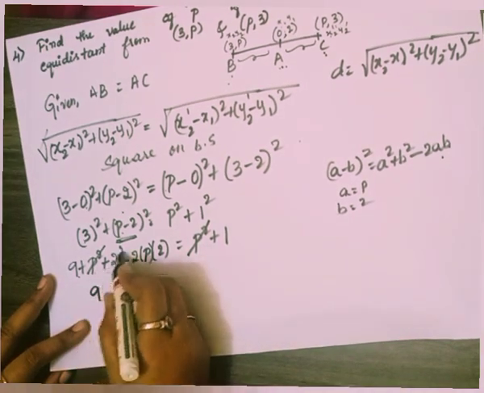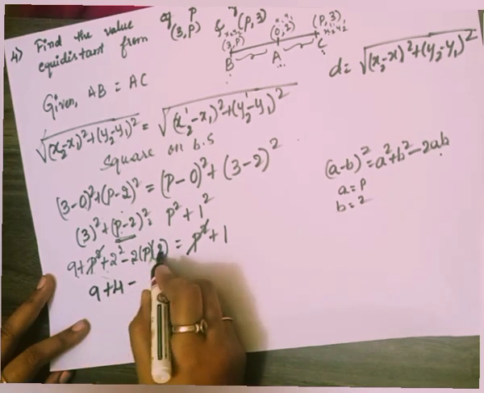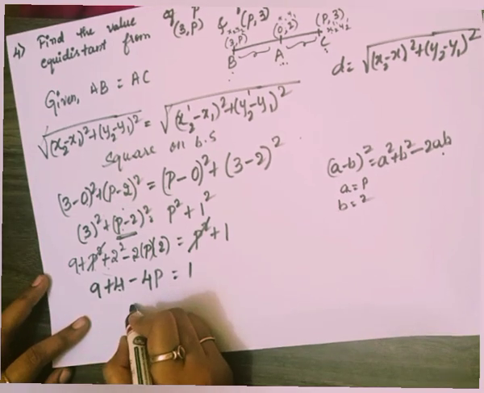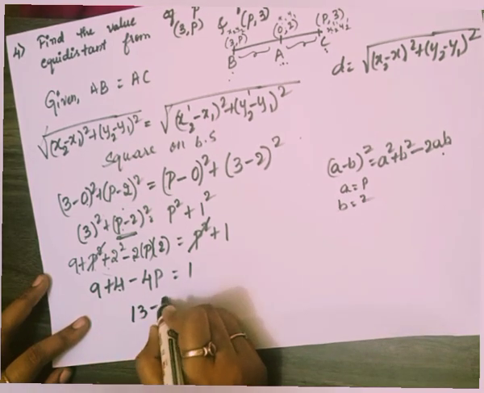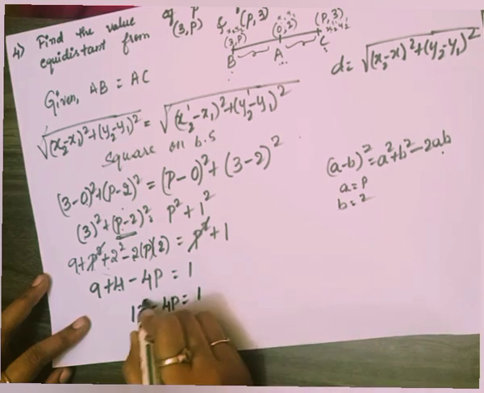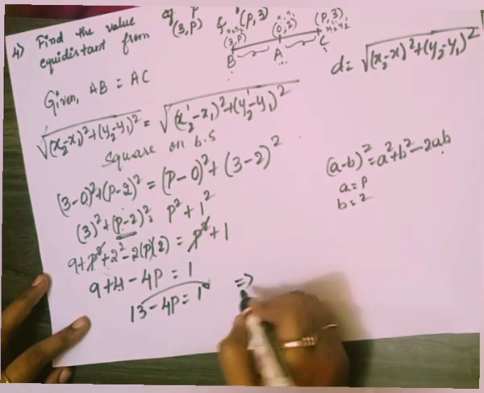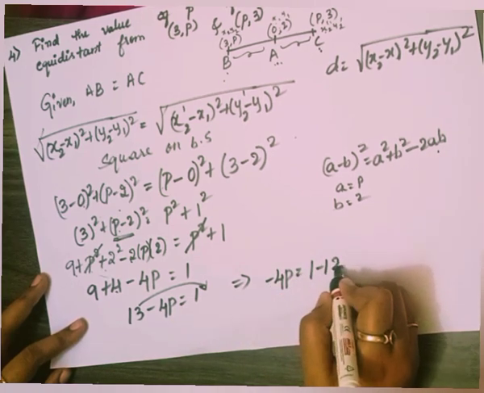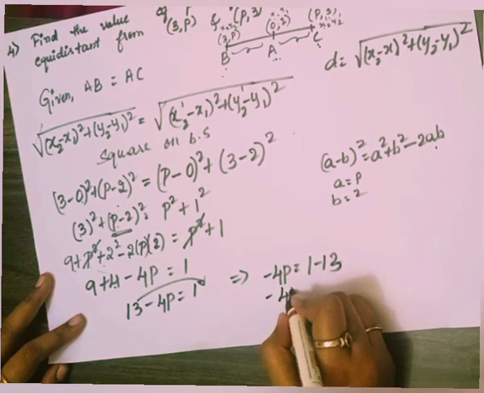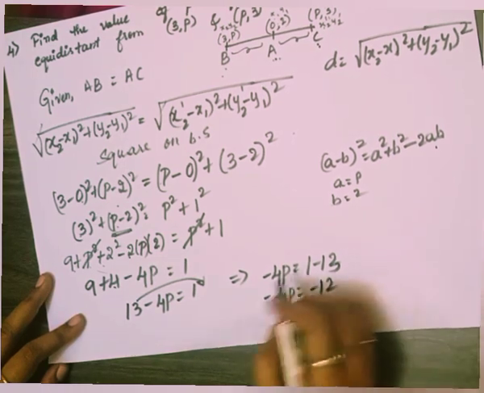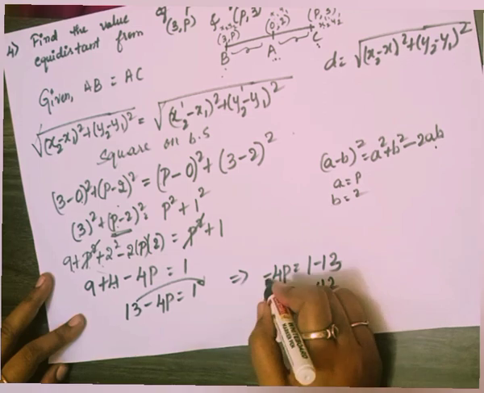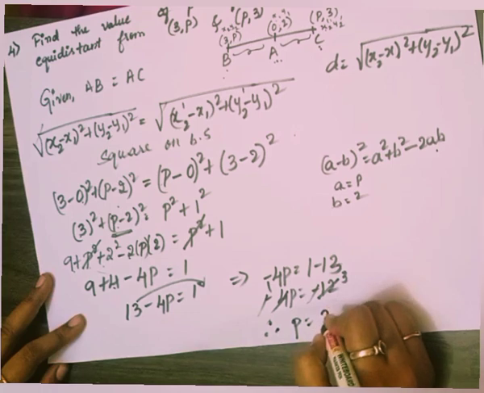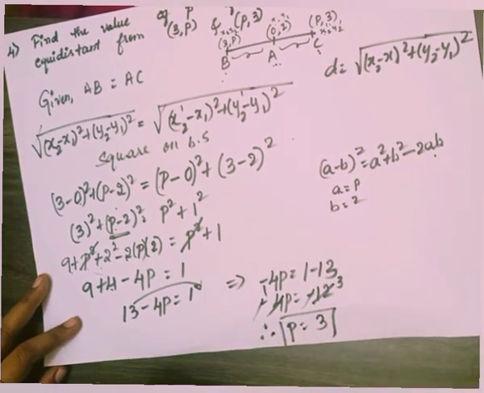So 9, 2 square I'll get 4, minus 2 2s are 4p is equal to 1. 9 plus 4, how much will we get? We'll get 13 minus 4p is equal to 1. I'll take this 13 to that side and then I'll get minus 4p is equal to 1 minus 13. Now subtract, how much will you get? Minus 12. So minus minus cancels, 4 ones are 4, 4 threes are 12, therefore we can say p is equal to 3 is the answer.